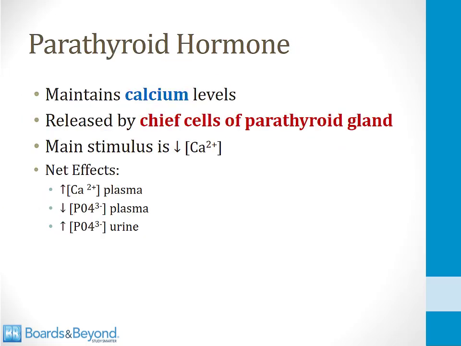Parathyroid hormone is released by the parathyroid gland, and I talk about this in more detail in the parathyroid video in the endocrine section. The role of this hormone is to maintain calcium levels. It's released by chief cells of the parathyroid gland, and the main stimulus for release of parathyroid hormone is hypocalcemia. Its net effects are to raise the calcium level in the plasma, to decrease the phosphate level in the plasma, and to raise the amount of phosphate going out in the urine.